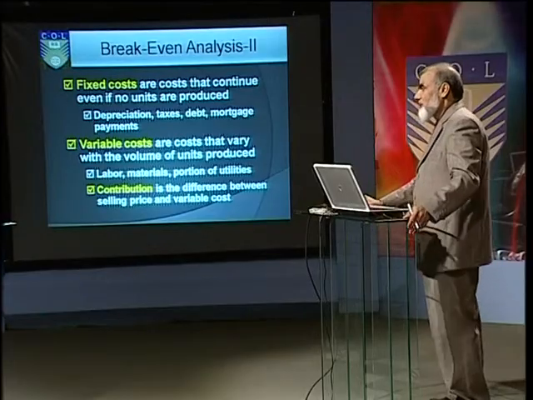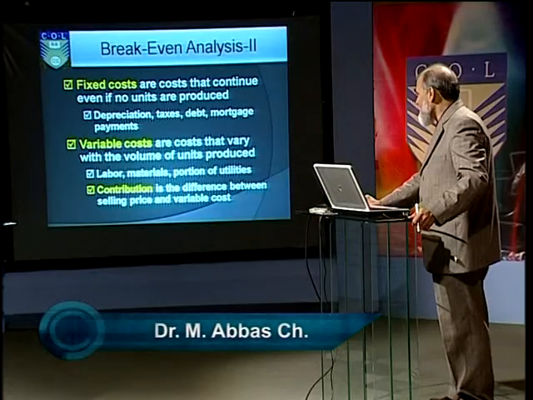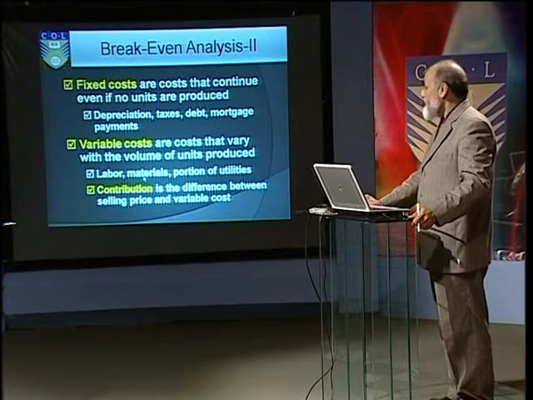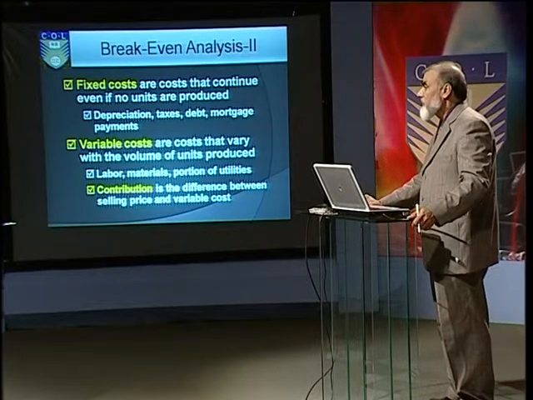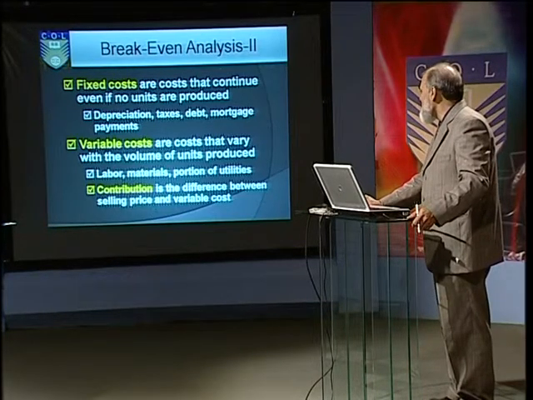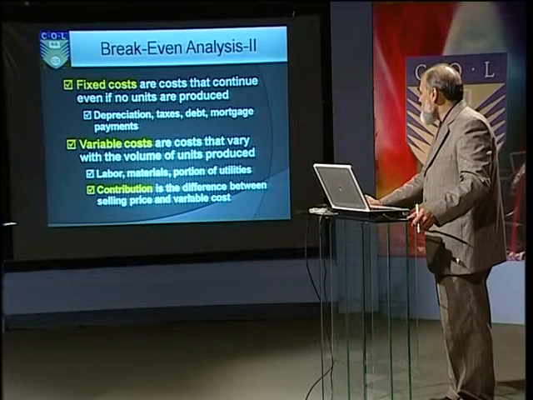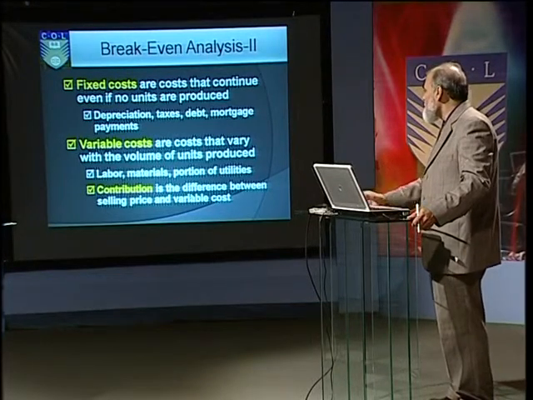Variable costs are costs that vary with the volume of units you produce. You produce 10,000, variable cost will be less; you produce 20,000, 50,000, 100,000, your costs will keep on increasing, because variable costs are linked with your production capacity. Labor cost: if you produce 10,000, you will need less labor and less material. For 50,000, you will need more material and a portion of the utilities. Then the contribution is the difference between the selling price and variable cost. Variable cost is the cost which you incur to produce a unit of output, and the difference between the selling price of that unit and this cost is what we call contribution.